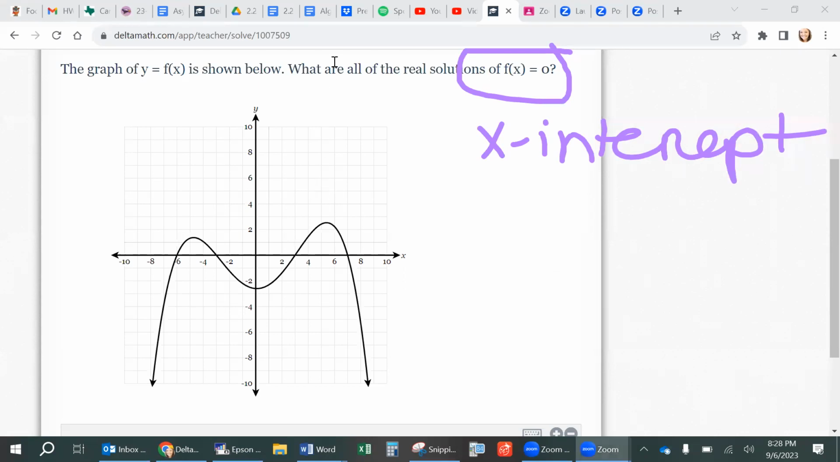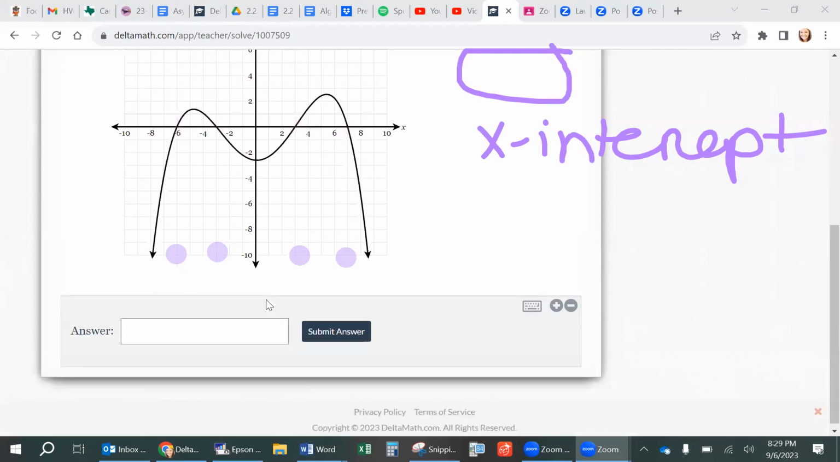So if I come down to this graph here, I see that I have one here, here, and here. And then all that you're going to do is list those values in the box shown below. So this is -6, -3.